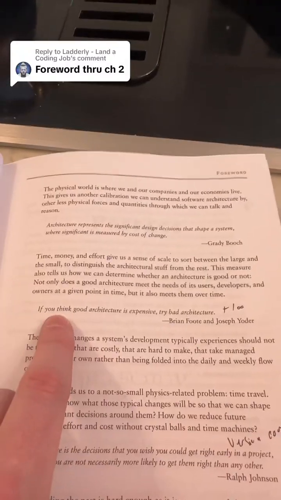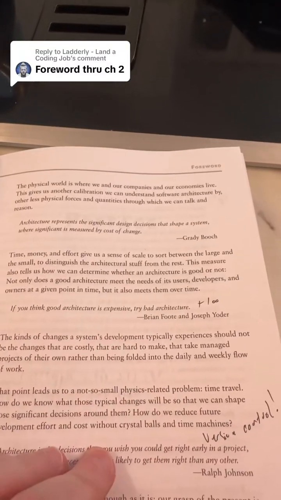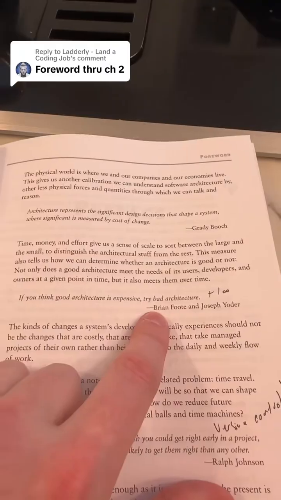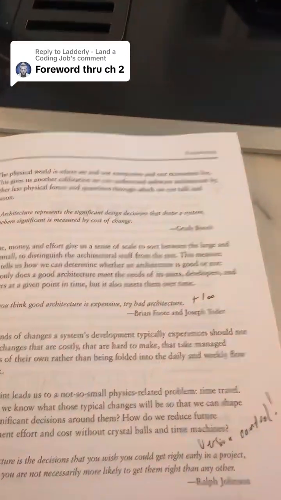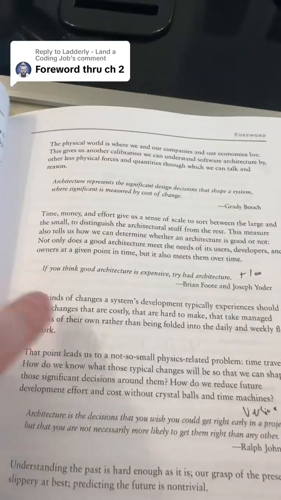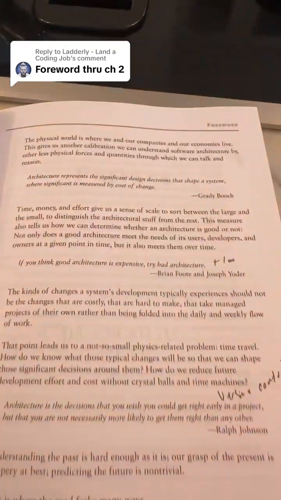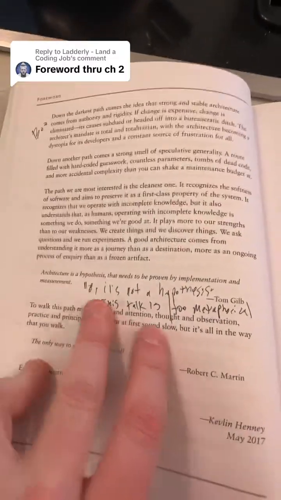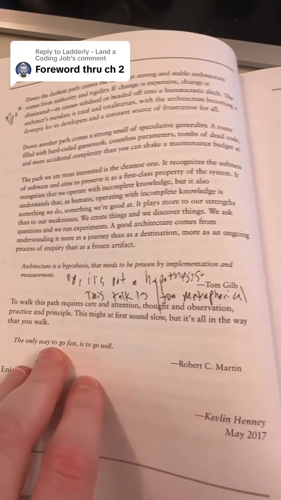Here's a really great quote in the foreword. If you think good architecture is expensive, try bad architecture. I think this is an ideal mental model, and I'm bringing a background of economics that I think was really missed in a lot of the book, but this particular quote calls it out, and I think that's great.